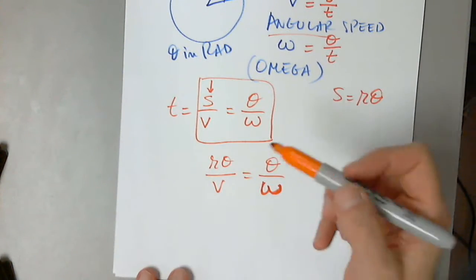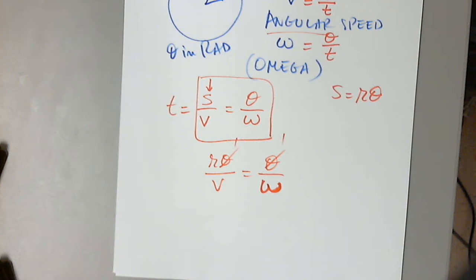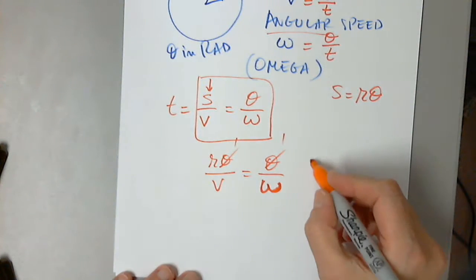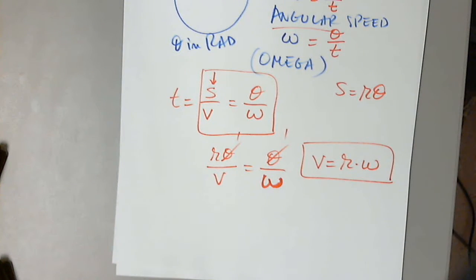I can simplify both sides by multiplying by 1 over theta. And this is the relationship between the two of them. And now I can cross multiply. V equals r times omega. The linear speed equals the radius of the circle times the angular speed.